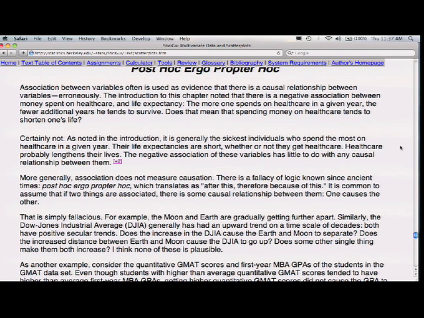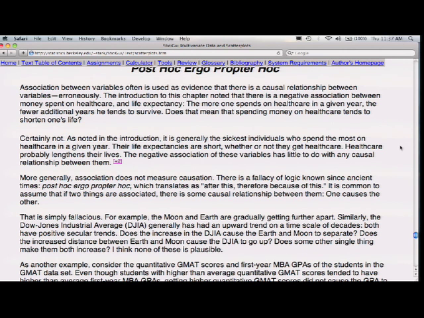Here's an example that was at the beginning of the chapter. It turns out if you look at the association between how much people spend on healthcare in, say, a 6-month period and how long they live, those people who spend the most tend to live the shortest time, right? So a causal argument would be that healthcare is bad for you. You spend a lot on healthcare, it causes you to die very shortly afterwards, right?